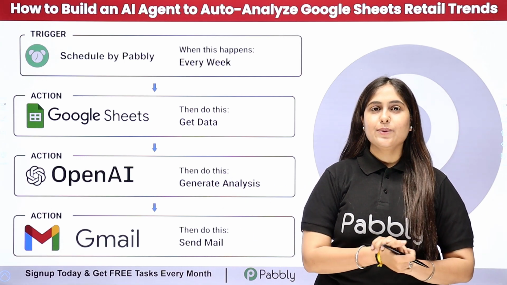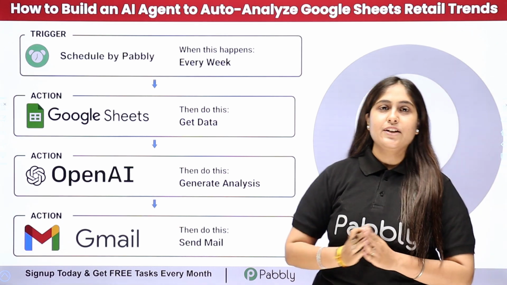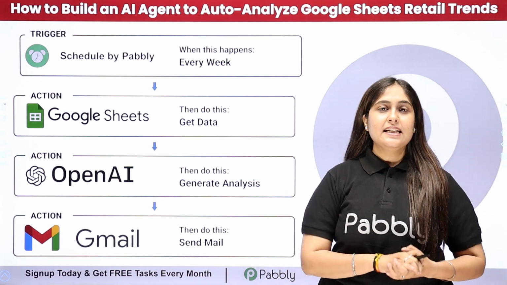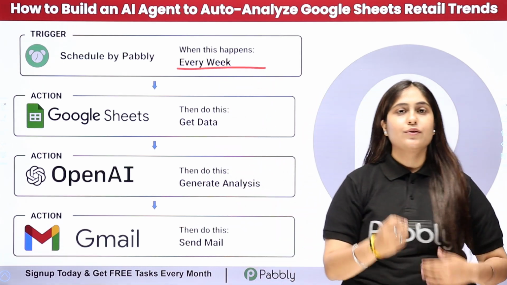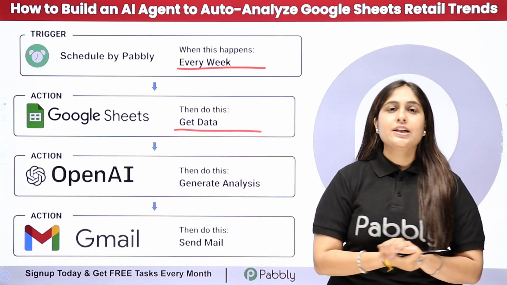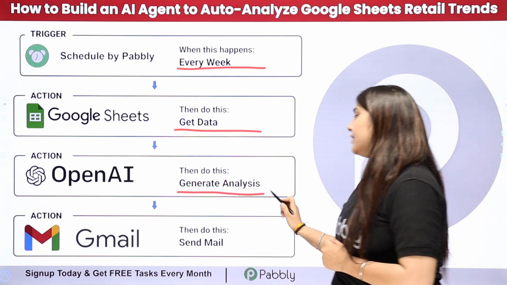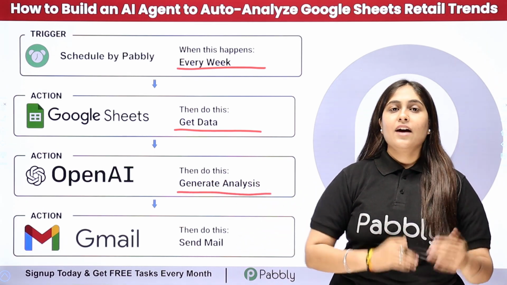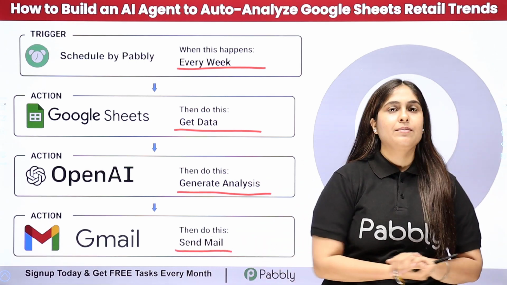In this video, we are going to understand how to build an AI agent to auto-analyze Google Sheets retail trends. As the owner of a retail sales business, my objective is that every week on a specific day, my workflow should get triggered and automatically look up the data in my Google Sheet about the weekly sales. After that, OpenAI should automatically generate the analysis for those sales, and after generating the analysis, it should be shared as a mail on my Gmail account.